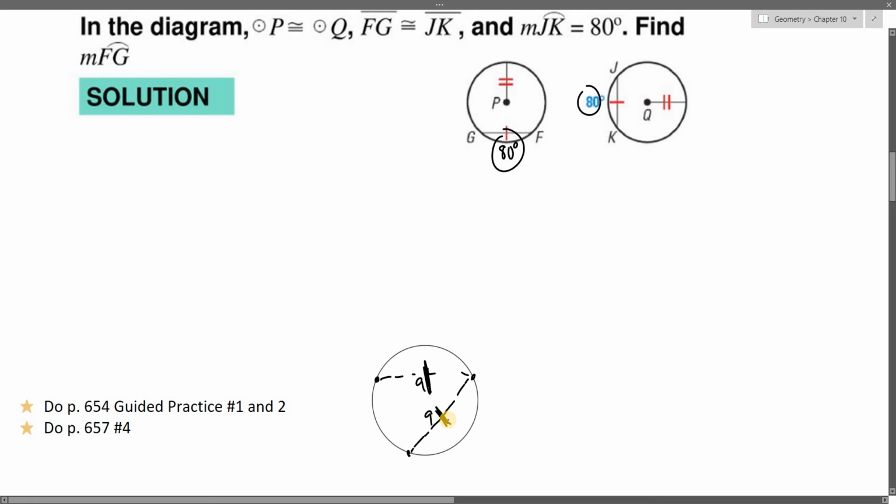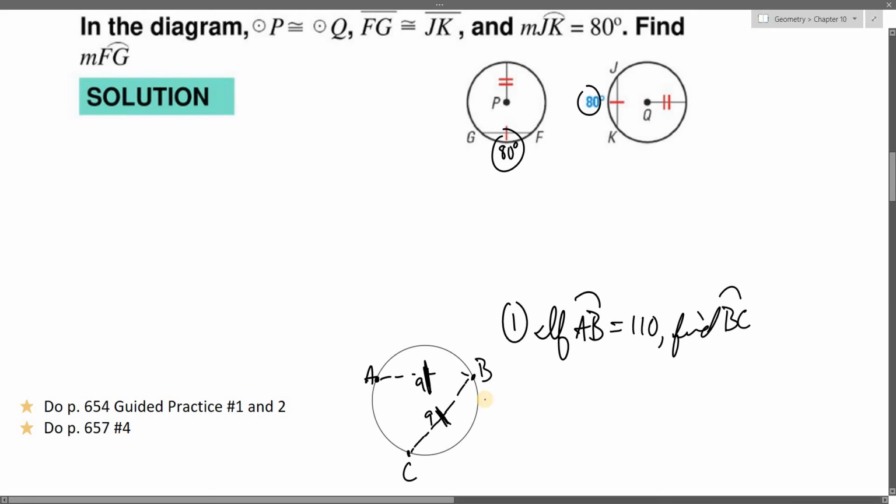So it says if arc AB is 110. So let's get some letters here. This is A, this is B, this is C. Okay, number 1, if arc AB equals 110, find arc BC. All right, so AB is 110, so here's our picture. Here's a 110. It says go find this one. All right. Probably took me longer to do the problem than it did for you to solve it. They're both 110 because the two chords are equal. So that's the answer for number 1.